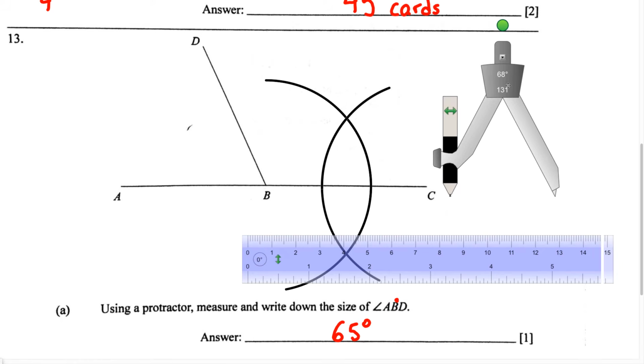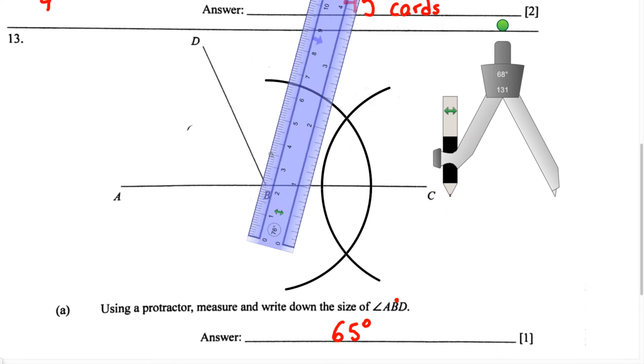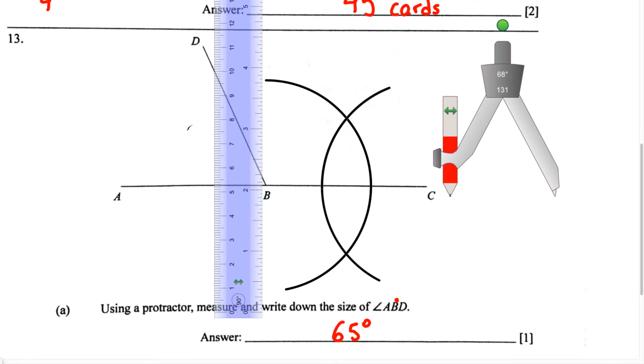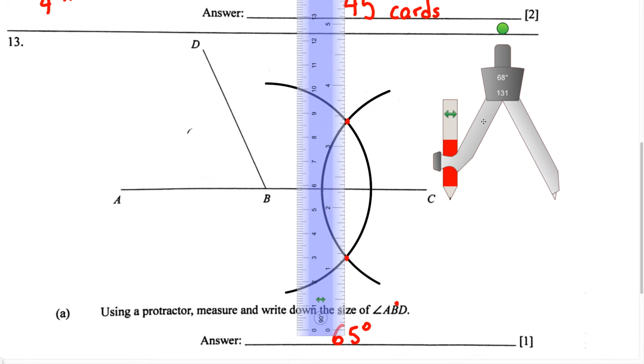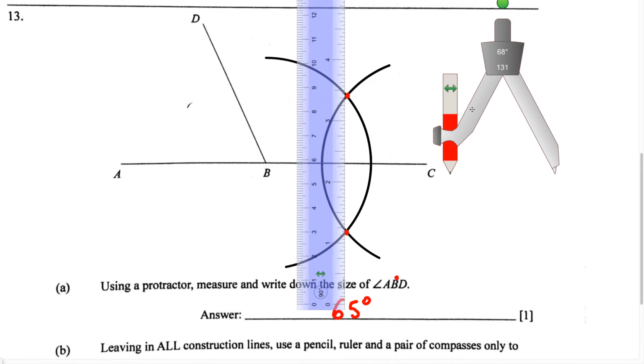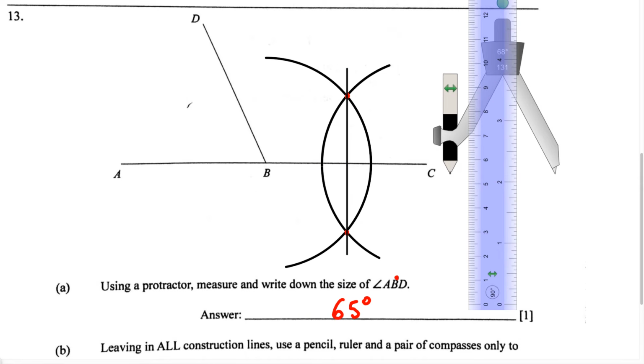Now we're going to move our compass and we're just going to grab our ruler. We can see these 2 points intersect right here and right here. Using our ruler, we're just going to line up the points. Then we're going to grab our pencil and just draw a line straight down. Therefore, this is how we bisect the line segment BC.